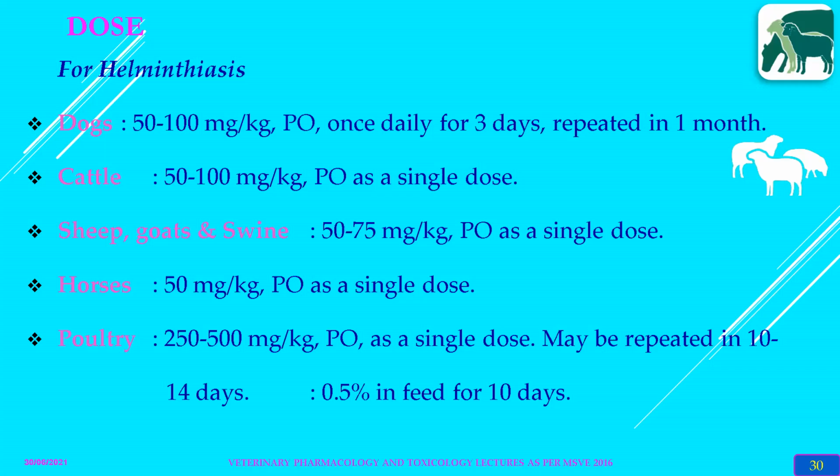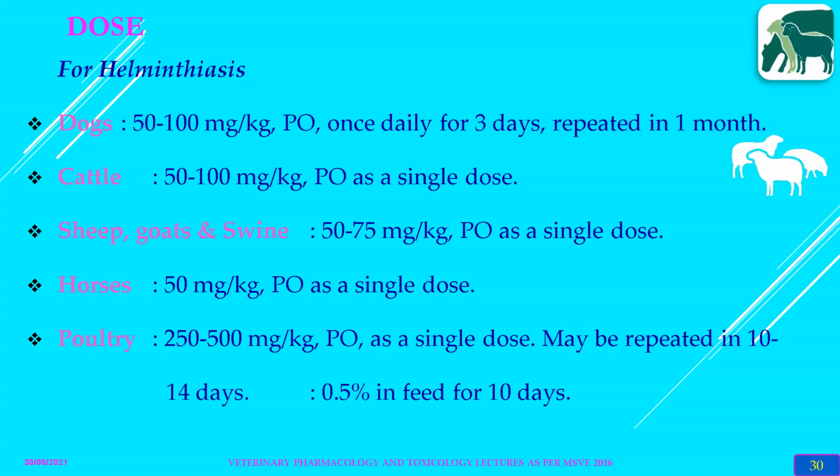Please remember that. It should not be repeated suddenly; you should take 14 to 15 days as the standard time to re-administer the drug. So it is 0.5% in feed for 10 days, especially in the case of poultry. The 0.5% should be the premix, especially in cattle feed and also poultry feed.